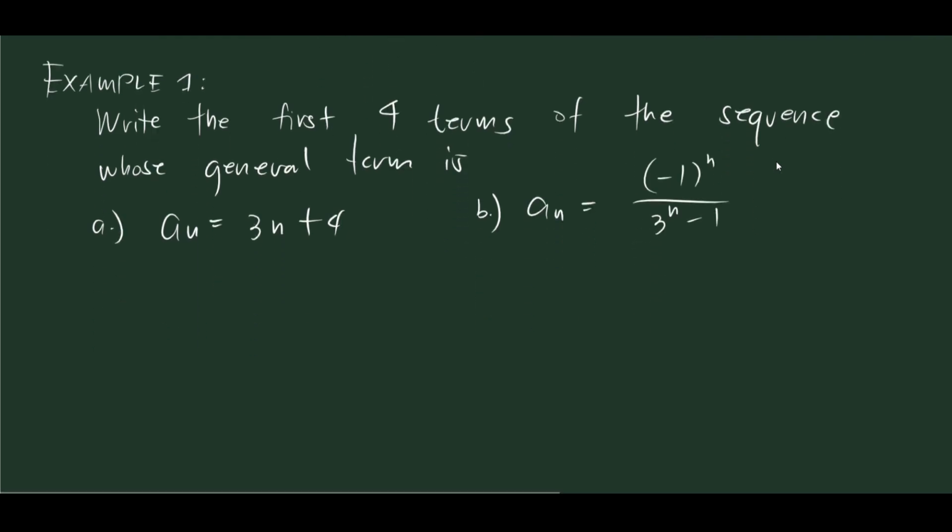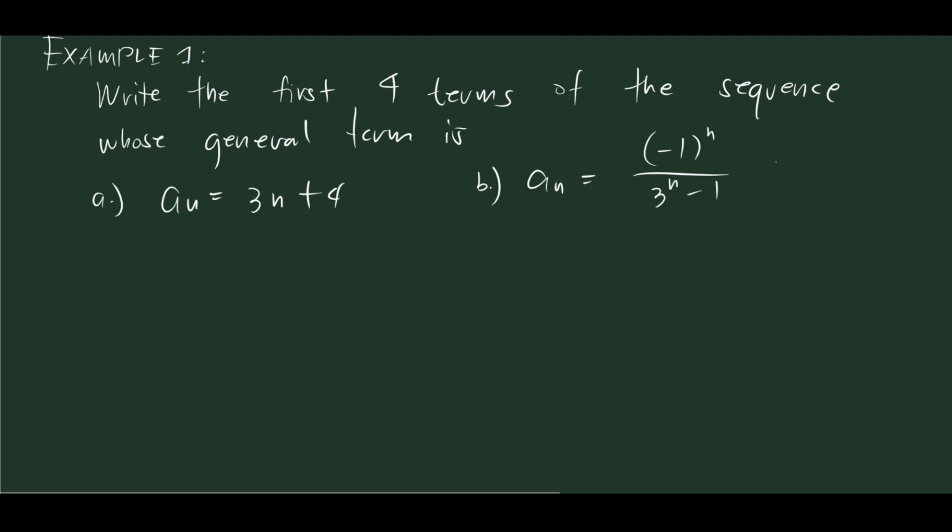Let's start with a as our solution. We have a_n is equal to 3n plus 4. And the first 4 terms, what does this mean? What do we have to do? Our domain is the set of positive integers, so the first 4 terms of that set are 1, 2, 3, and 4. We just have to substitute 1, 2, 3, and 4 for n here, so we will get our 4 terms. It's that easy.